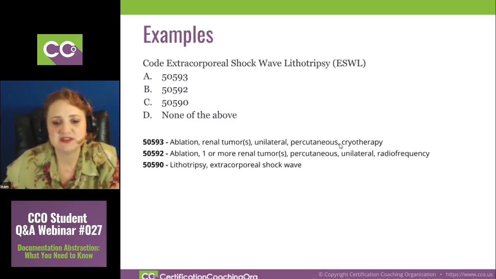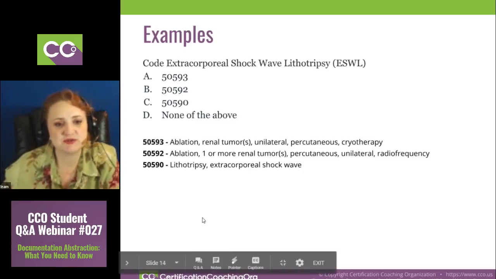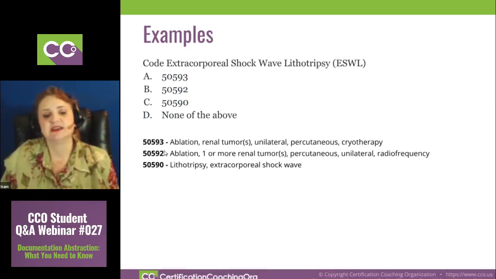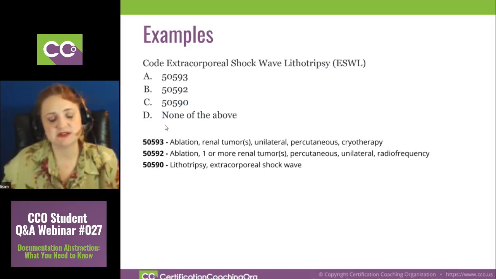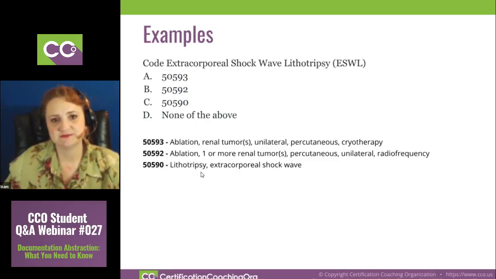Even if it said cryotherapy or radiofrequency, those are not lithotripsy. So see how quickly, and actually these codes would be in reverse order. The person that did this did a great job, because they reversed the sequence, and they picked codes that were right there next to each other. If you guess, it's really hard just to guess, but you were kind of able to rule out none of the above. Now, if all three of them said ablation, then you would know it's none of the above, because an ablation isn't a lithotripsy.